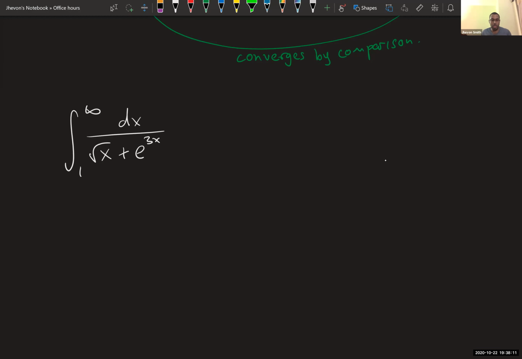So who's the dominating function here? Well, it's the exponential, right? So what I would do is ignore the radical and compare to just having the exponential in the bottom. Now, because I took away a radical x, the denominator on the right is smaller, which means the fraction is bigger. So this is larger than that.